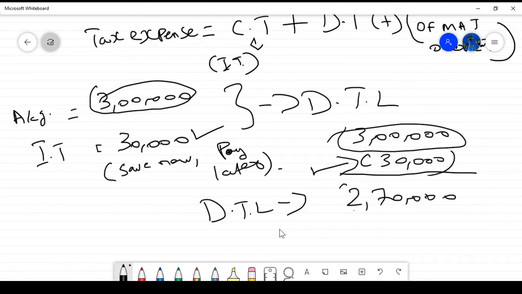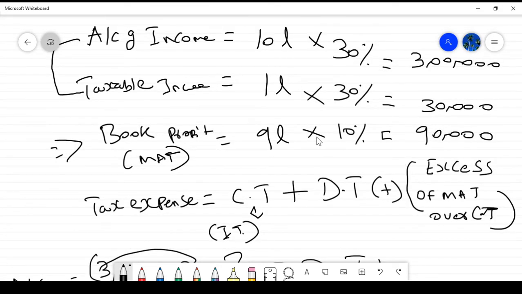One more concept, MAT, minimum alternative tax. What is a MAT actually? 90,000. Correct? That's what we arrived. Just refer here. How much we arrived? Book profit, MAT 9 lakh into 10%, how much? 90,000 we have to pay under the MAT. But as per the income tax act, how much we are paying? 30,000 only. So excess over income tax act, 90,000 minus 30,000. The 60,000 also we have to pay under the income tax act.